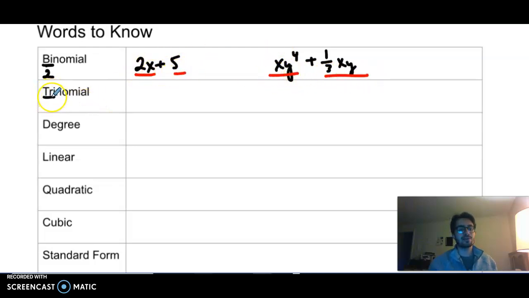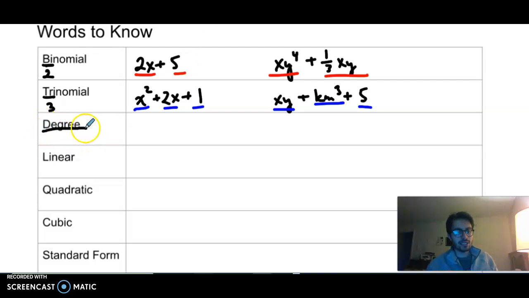A trinomial, tri means 3, so that's when you have 3. Here's a good example. Here's another one. 3 terms.